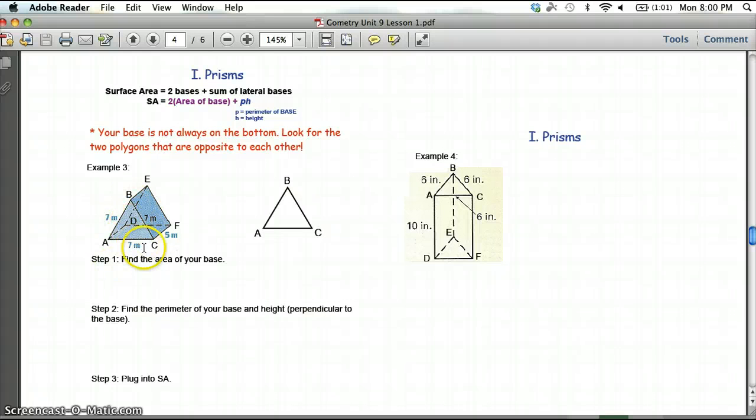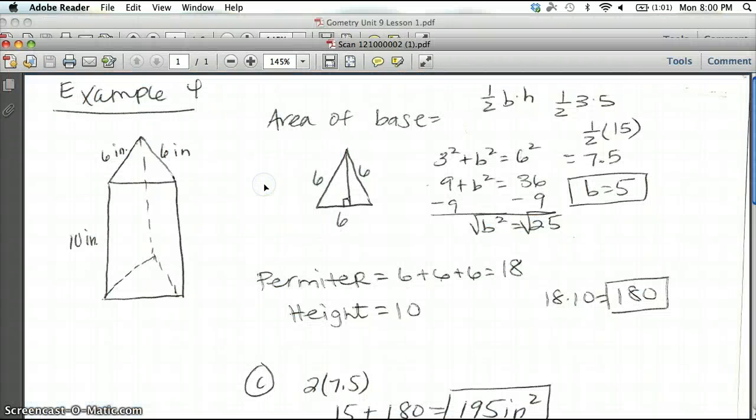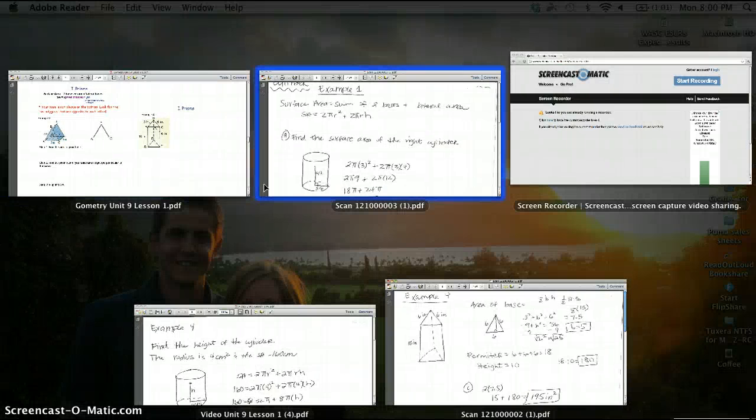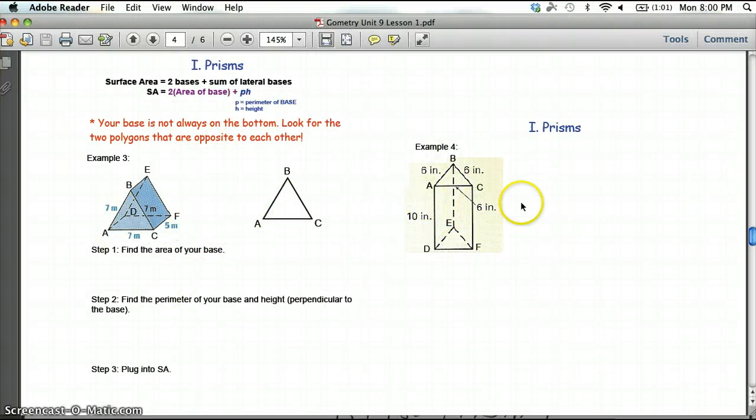In this triangle, I know my base. My base is 7, and it looks here, this is an equilateral triangle. So I've got 7, 7, and 7. So let's go ahead and actually look at the example. Actually, let's go ahead and not do example 3. We're actually just going to go ahead and do example 4.